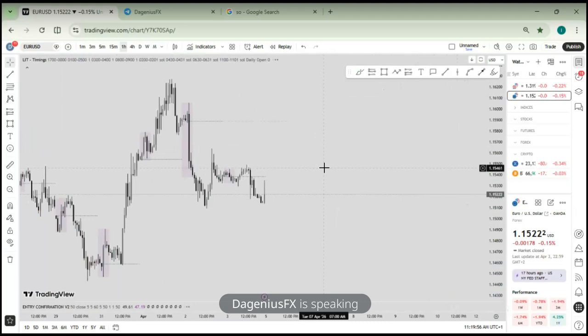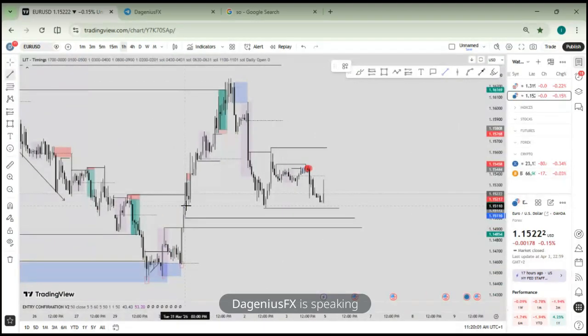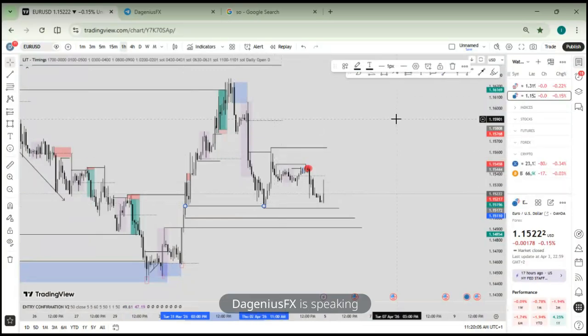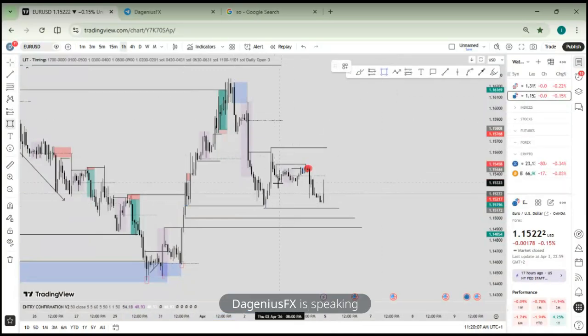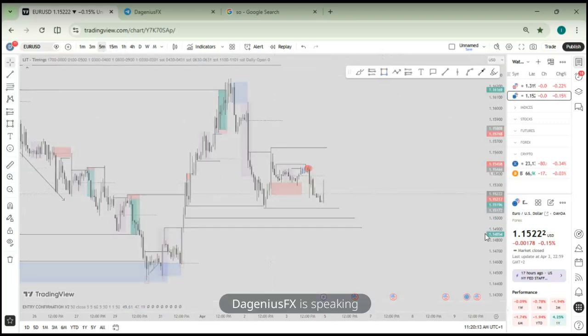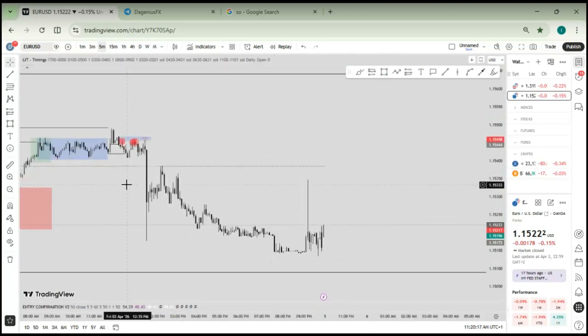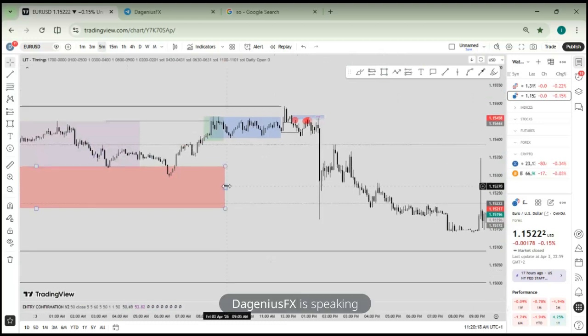I had a sweep here. All right, price went up. Now my decisional mitigation got mitigated. Now I'll go back to my 5 minutes, so it makes more sense. My decisional mitigation got mitigated.